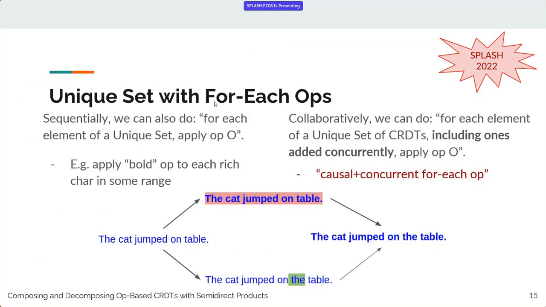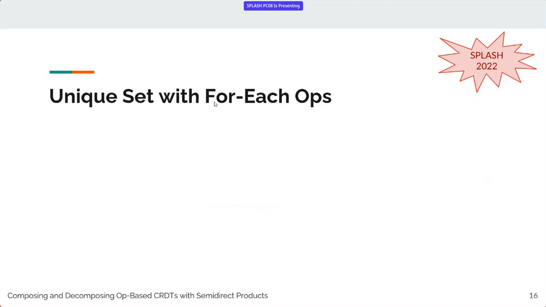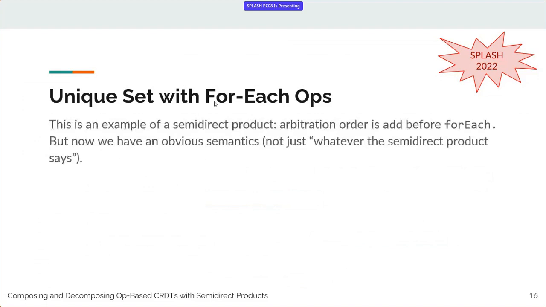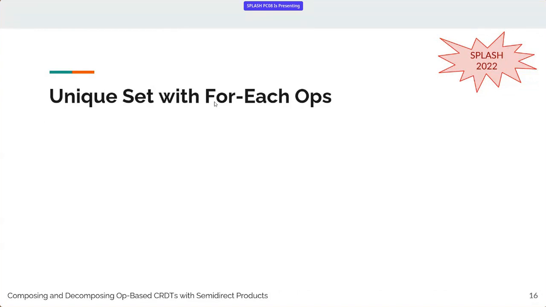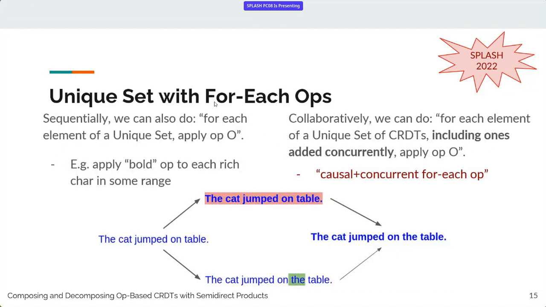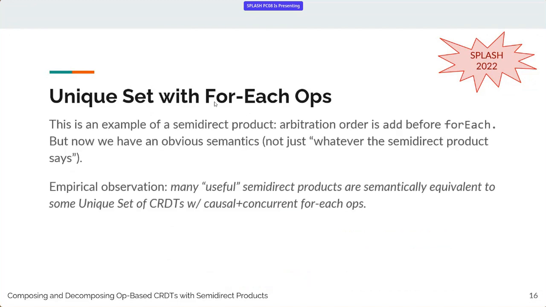For lack of a better name, I call these a causal plus concurrent for each operation, because it's a for each operation where you apply it both to causally prior values and to concurrently added values. You can exhibit it as an example of a semidirect product. Unlike general semidirect products, it actually has a nice user-friendly interpretation. It's basically just this picture on the previous slide. You do the obvious thing, say, do it to concurrent operations as well.